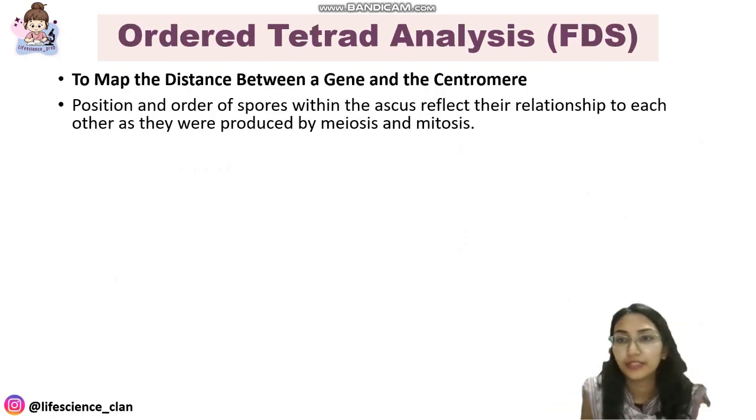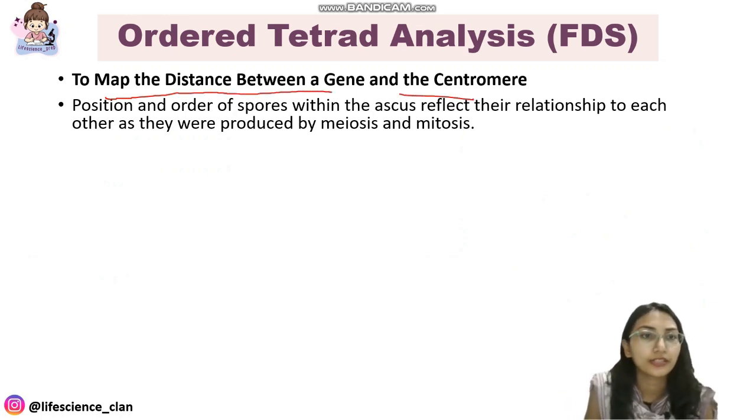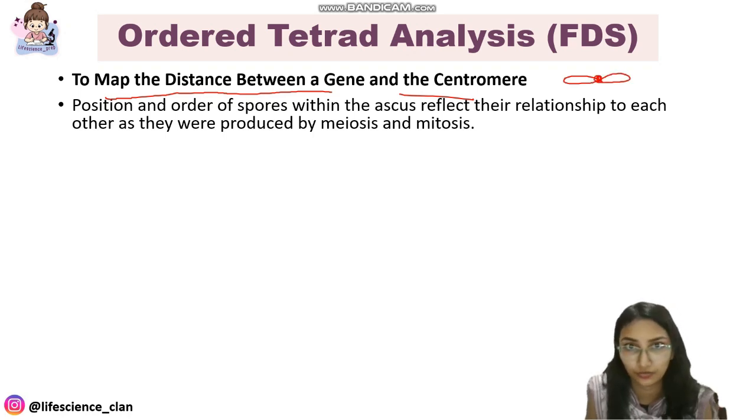Why is it important? Because it helps us to map the distance between a gene and a centromere. You know what the centromere is? If you have a chromosome, the center part is called the centromere. If we have a gene anywhere on the arm of the chromosome, we can find out the distance from the centromere using this ordered tetrad analysis.